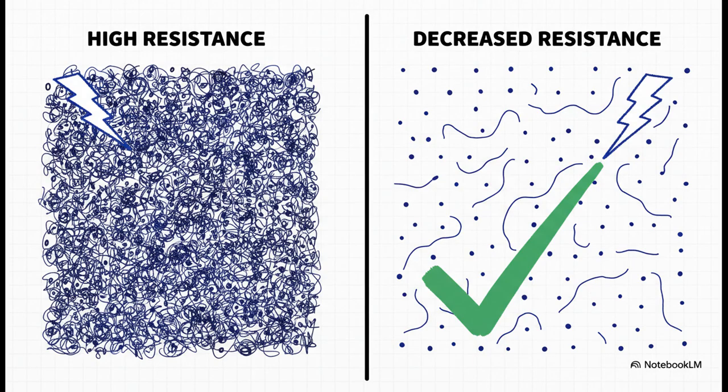Think about it like this. Imagine trying to run through a swimming pool full of thick treacle. You wouldn't get very far, right? The resistance is too high. But if it was just water with less resistance, you can move much further. It's the exact same idea with electricity and air. If the air is less resistant, it's easier for the spark to travel, so it can jump a much greater distance.